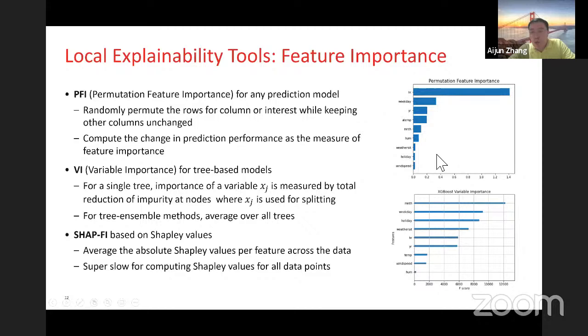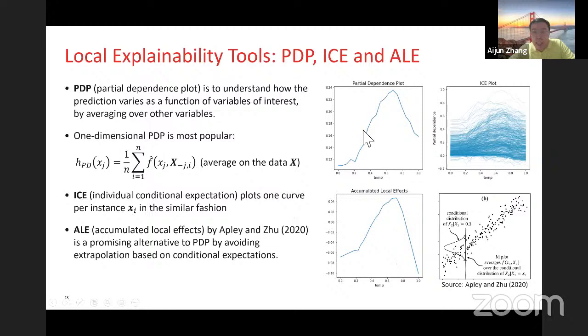So I show two results on the right-hand side. One is a PFI, one is a variable importance. You see these results are different as well. I also have PDP, which I'm not going to explain. The PDP plot, and the ICE plot, which is the individual version, which when averaged becomes PDP. Then we have the ALE method, which is another method that modifies PDP. And these results are different as well. So we have different methods.